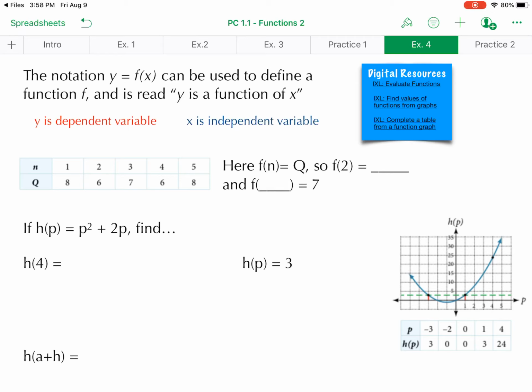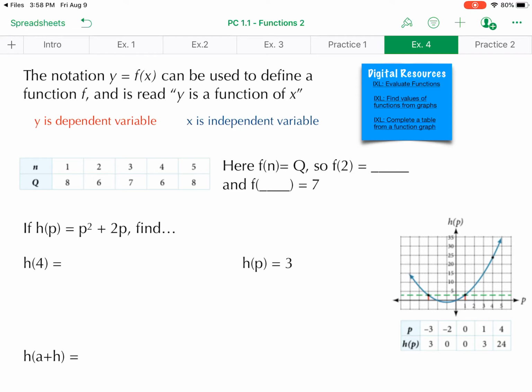Notice the table here. I have the letters n and q, and we're saying that f of n equals q. So think of n as your input or domain value, and q is your output or range value. f of n equals q.